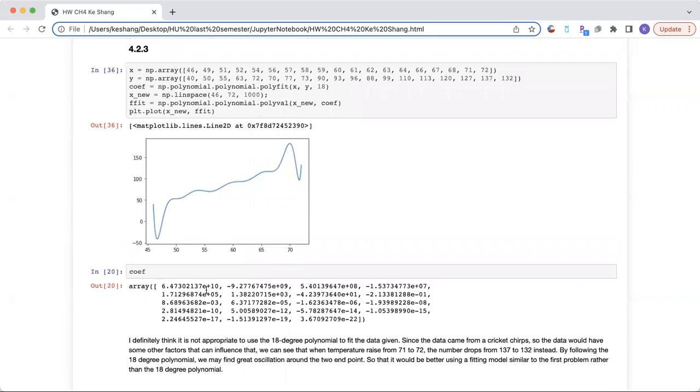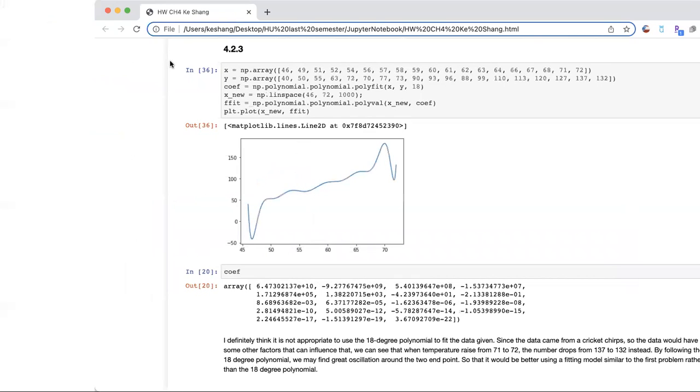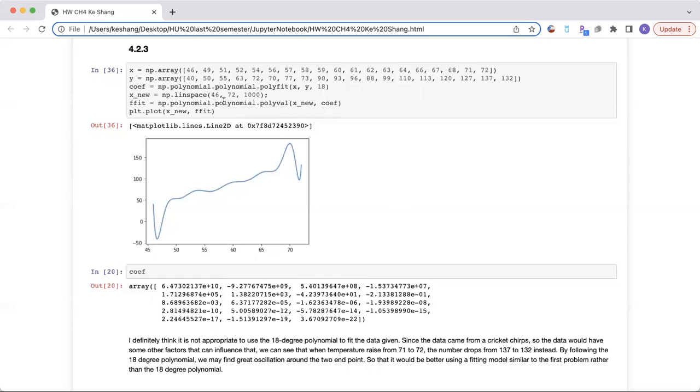Let's move forward to the second question, which is 4.2.3. Let me pull up the question here. In this question, we use the same set of data as the previous one. It's also about the temperature's influence on the cricket chirps in 1 minute.